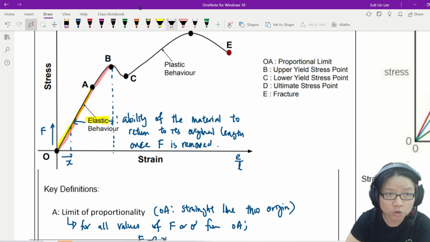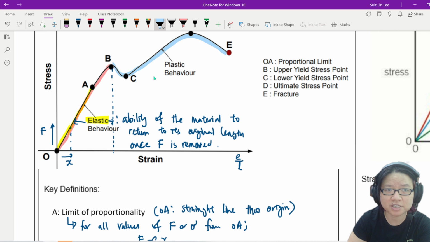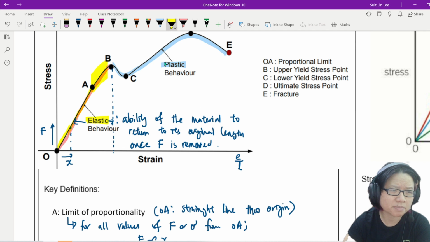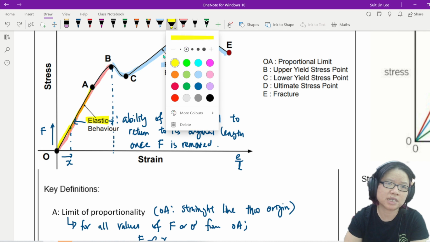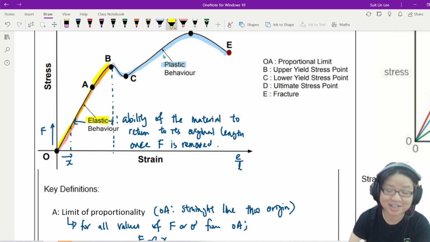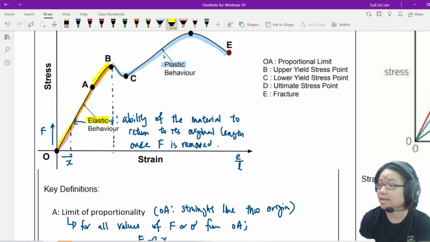Because if we continue this trend or this graph, and we move on to this part, here is where we have this thing called plastic behavior. And you may be thinking, teacher, what means plastic, like Barbie doll? Plastic behavior is another way of saying that the object can't return to original length. That's all. Can return to original length, elastic. Cannot return to original dimensions, plastic.